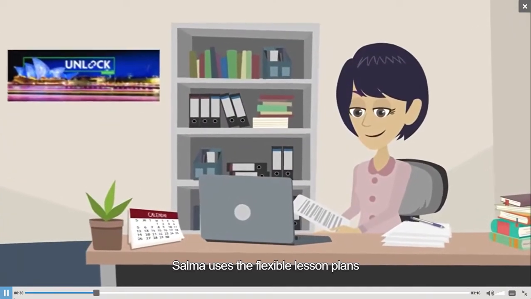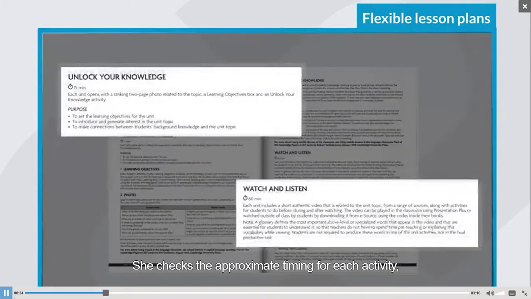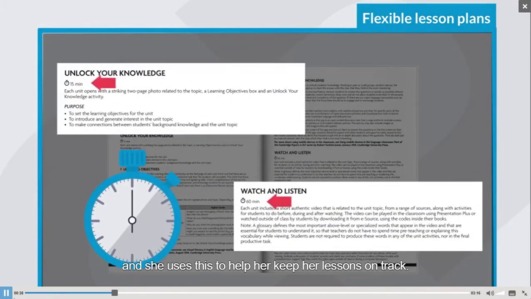Salma uses the flexible lesson plans to plan her lessons. She checks the approximate timing for each activity, and she uses this to help her keep her lessons on track.